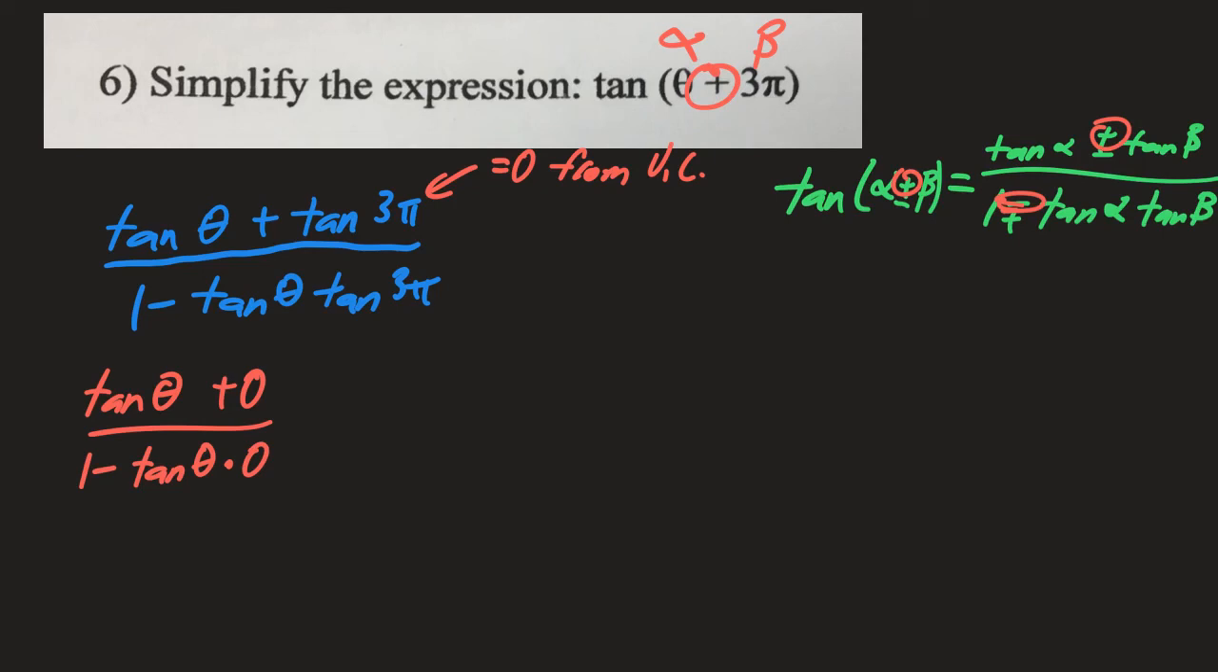Now, we can keep simplifying this down. I can see that tangent theta times 0, that bottom piece, is going to go away. And tangent theta plus 0 doesn't really matter either. So I'm just left with tangent theta over 1, which is just tangent theta. Cool.